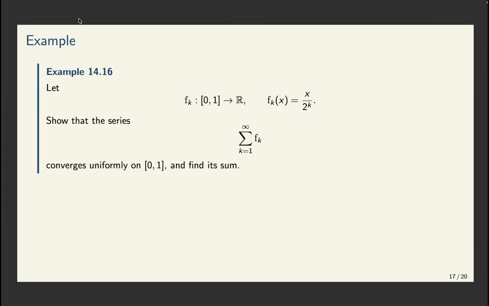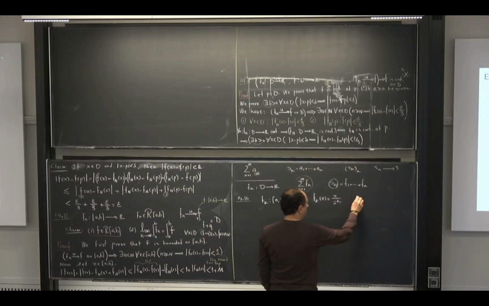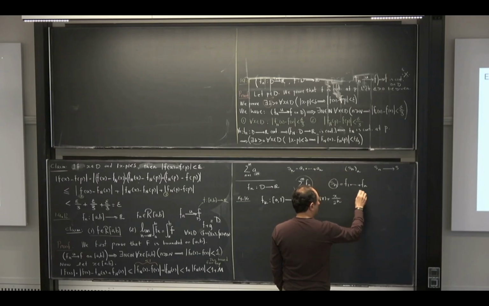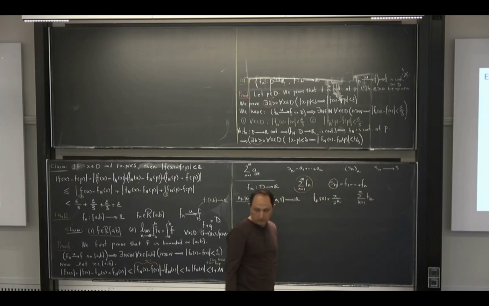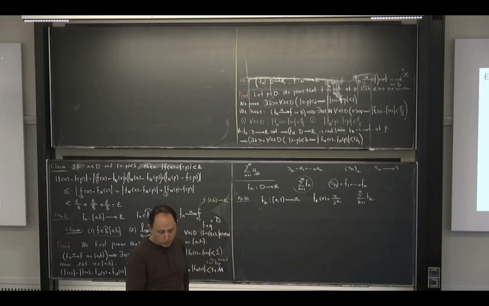For example, let us do this one. Example 14.16. Let f sub k be defined as f sub k of x equals x divided by 2 to power k. Show that this series, sigma k goes from 1 to infinity of f sub k, converges uniformly on 0 and 1.